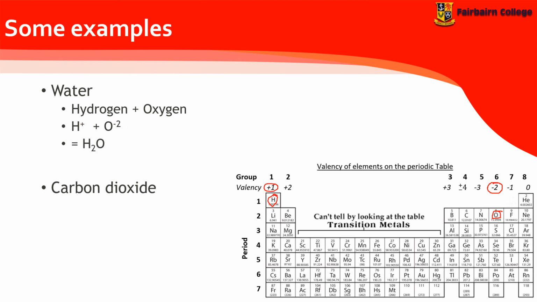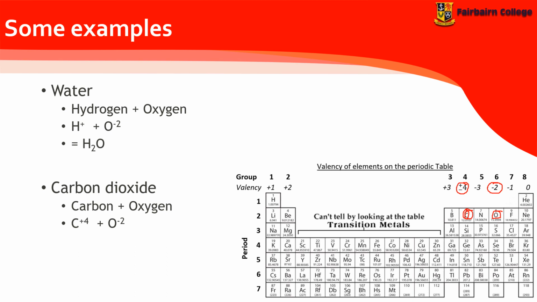Then let's look at carbon dioxide. That is carbon plus oxygen. So again, we identify our elements. Carbon is over there, and that's plus or minus 4. So now we have C plus or minus 4 and O -2. But remember, one has to be positive and one has to be negative. In this case, since oxygen is negative, carbon will be positive. So that will be +4. So we have C +4 and O -2.